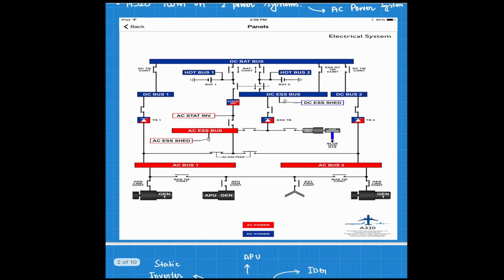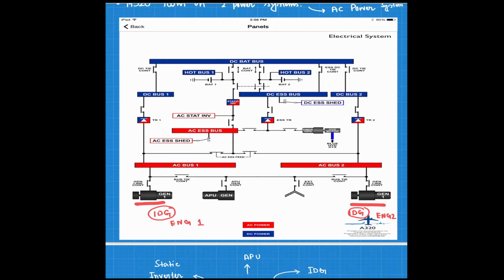Here is a very little diagram, so I'll just discuss it. First of all, generator 1 and generator 2. These are the two generators, called IDGs, integrated drive generators, driven by the two engines. So this is engine 1 and this is engine 2. These two engines run the IDGs, which supply current to AC bus 1 and AC bus 2.